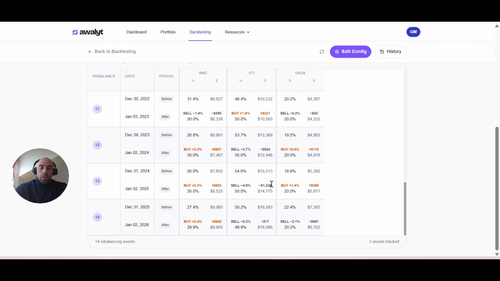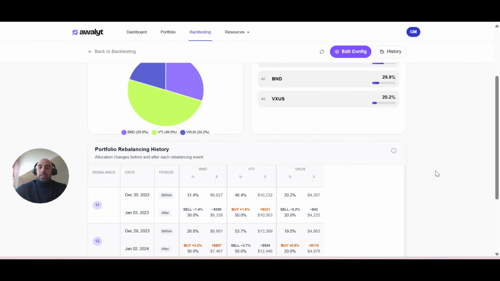So usually you can see that, for example, every year you have the same allocation. Usually what happened in the periods where the S&P 500, the VTI, the US market was performing more, you can see that the allocation was shifted towards the US market. And then to rebalance the portfolio well, you need to sell some percentage of the US market in favor of the other two assets.